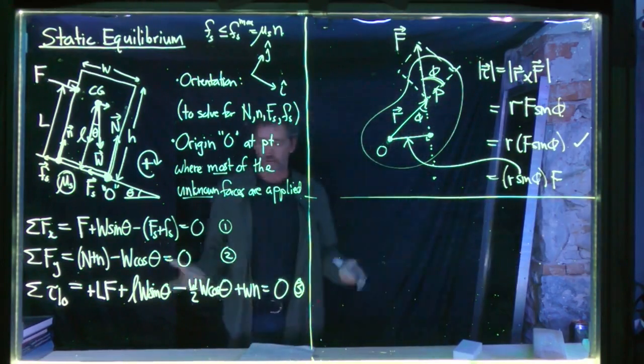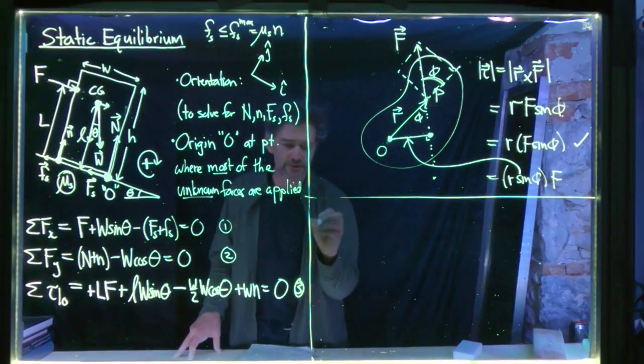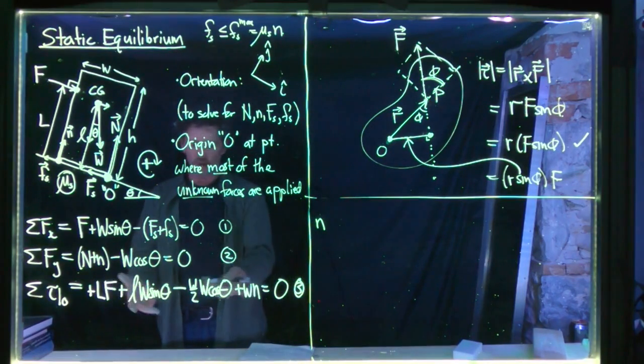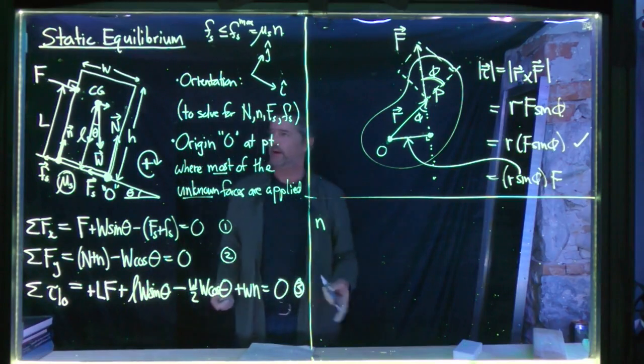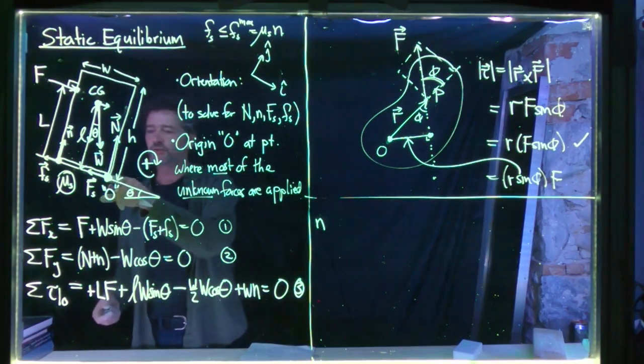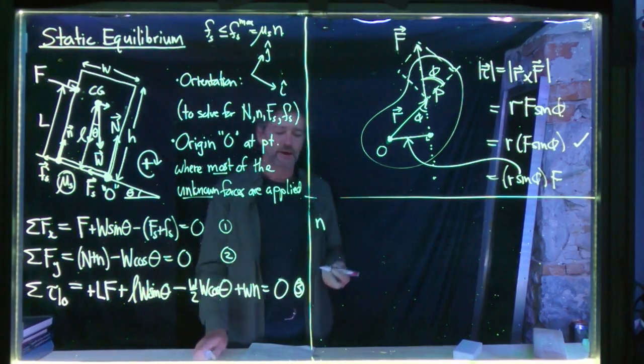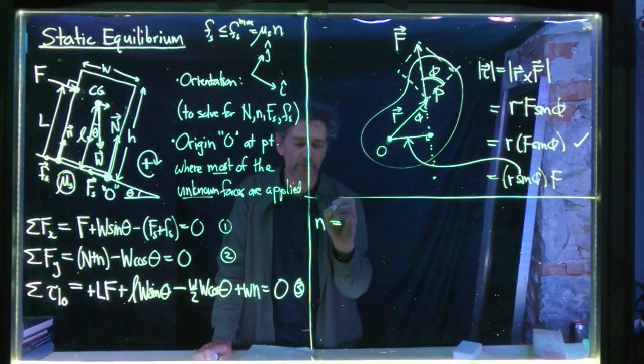These are easy to solve. So we're going to solve equation number 3 first. Equation number 3 has only one unknown in it. That was one of the advantages of choosing the point O right there. It minimizes the number of unknowns in that equation. And so we solve for little n according to equation number 3.